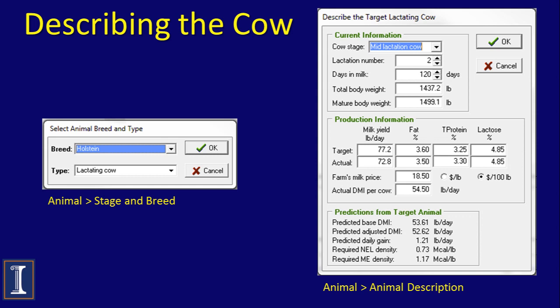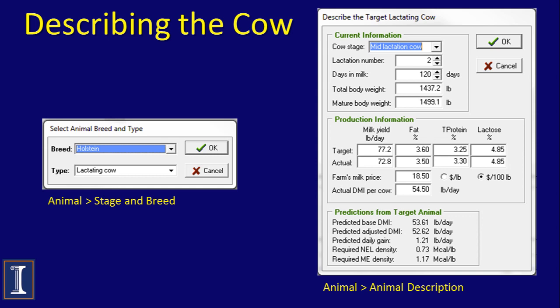Total body weight, you can see on this one, shows this cow has some growing left to do. If you do not want any growth phase, you will put the mature body weight and total body weight the same. Production information is straightforward. Target is what you're striving for. The actual may be exactly what's happening on the farm. This is where your lead factor will come into play, and in most cases, people are adding 10 to 15 pounds lead factor, especially when the price of milk is favorable.